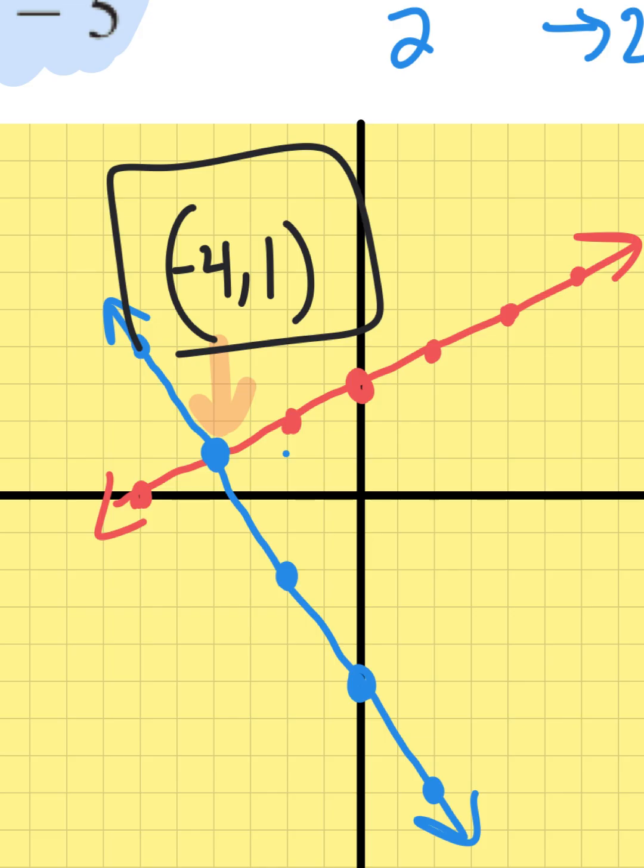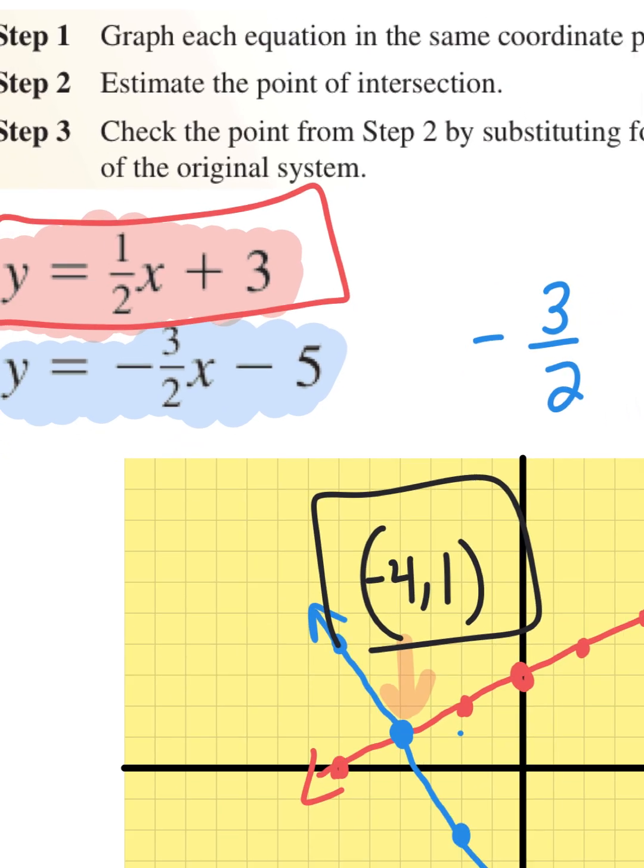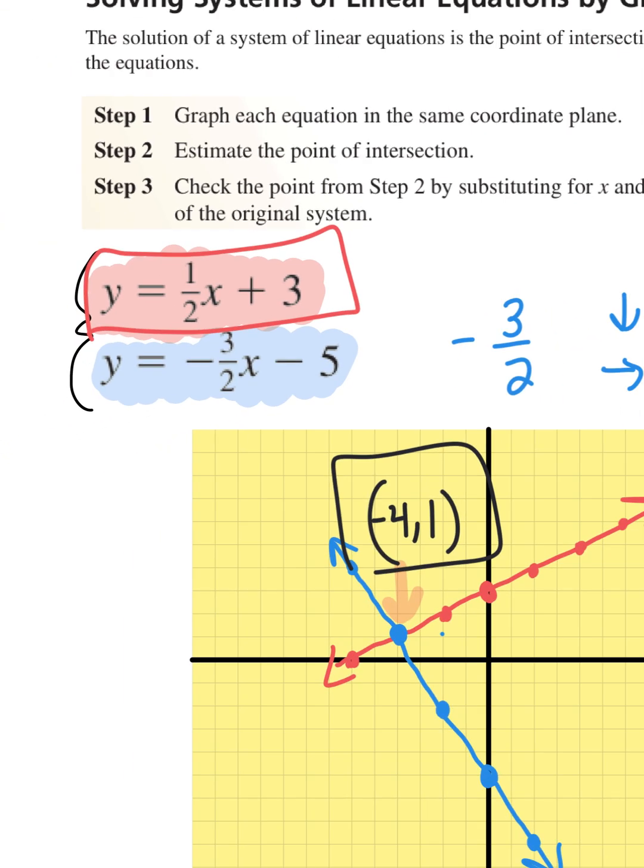Can you check to make sure you did it right? I could take -4 and comma 1 and plug it into both of these equations like I did before and see if it works for both. On the test or quiz, I would highly suggest you do that. For today, I'm not going to waste that time because I want us to get through the lesson. I know that that is right, but you guys should check your answers.